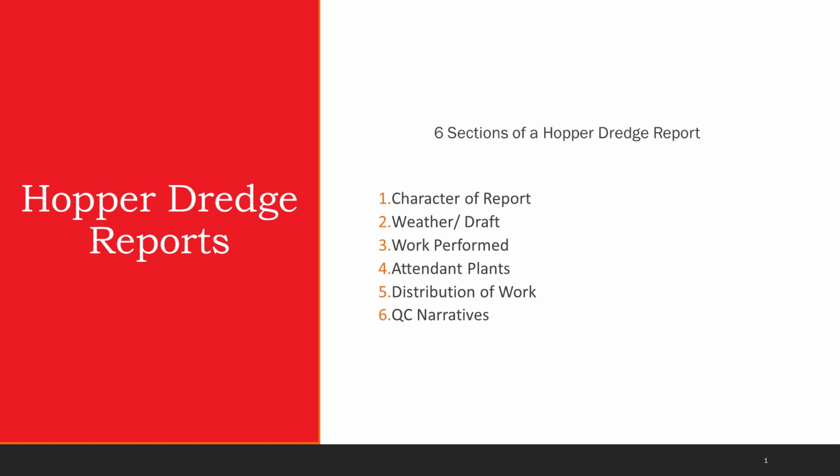These sections are as follows: character of report, weather and draft, work performed, attendant plants, distribution of work, and QC narratives. Each of these sections will need to be properly filled out prior to completing the report.